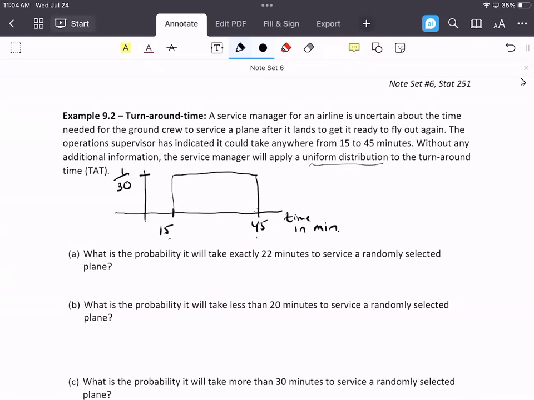Now it asks me, what's the probability that it will take exactly 22 minutes to service a randomly selected plane? Well, I'm going to use t as my random variable. T is going to be the time to service the plane.